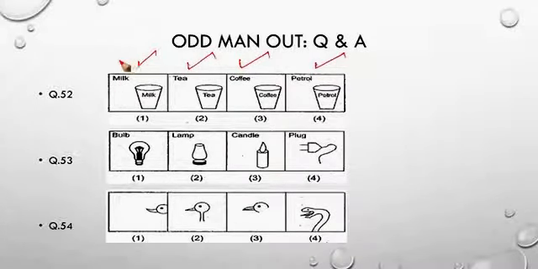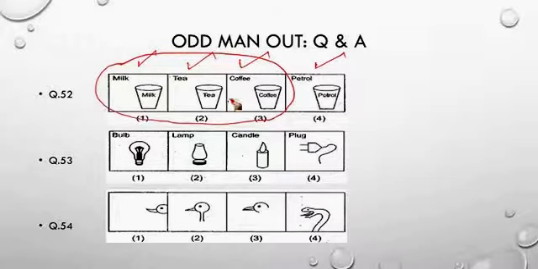We can see that there is a similarity in the first 3 problem figures. These are food items or beverages, whereas in case of option 4 it is a fuel item. So the answer for question number 52 is 4.